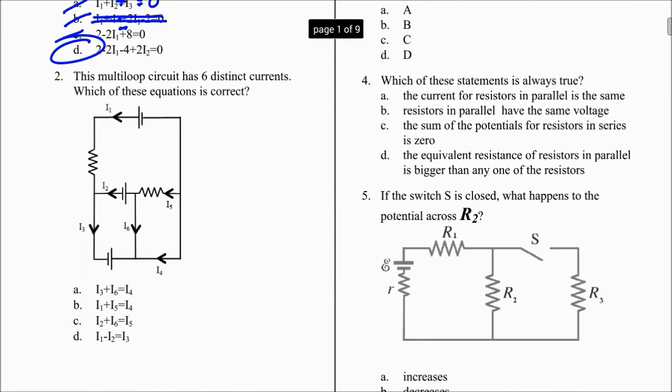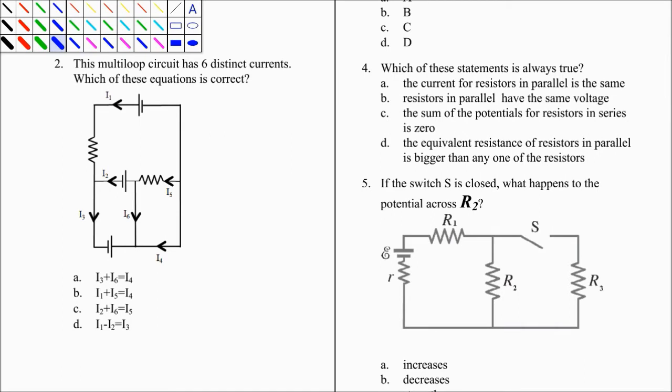This multi-loop circuit has 6 distinct currents. Which of these equations is correct? All right, I3 plus I6 equals I4. See, that's doing this junction, but all 3 of these currents are coming in, so that's not right.